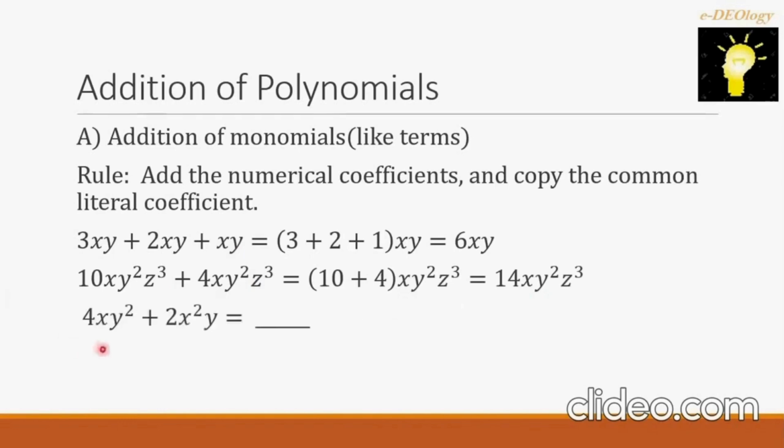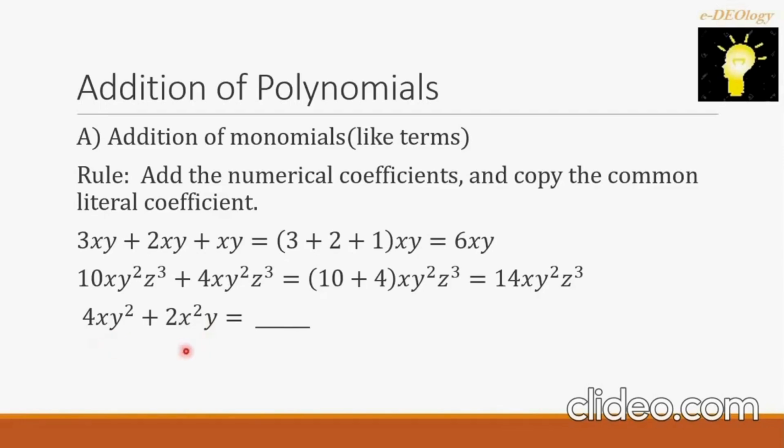Third example, 4xy squared plus 2x squared y. Looking at the literal coefficients, it seems there is a problem here. In here, x and y are there, but the literal coefficients as compared with the second are not the same. Here is x with exponent 1. Here there is an x with exponent 2. For the y, here is exponent 2. Here it is with exponent 1.